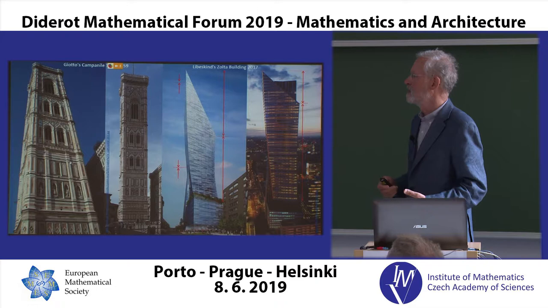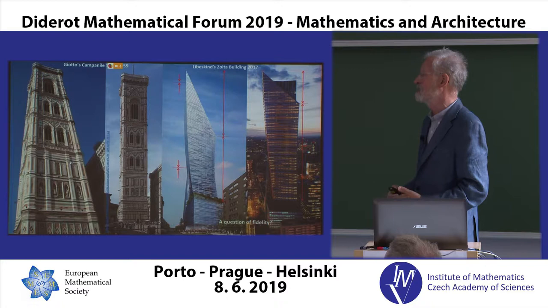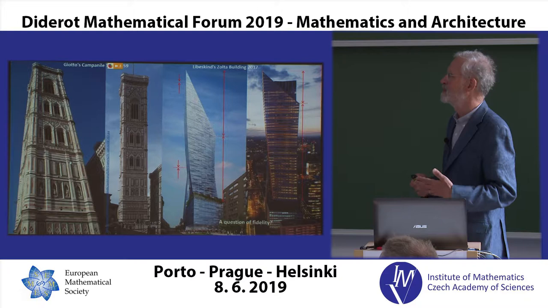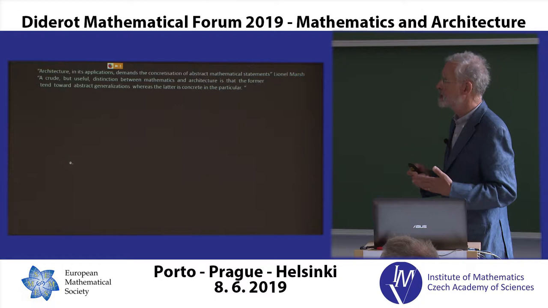If we create this sort of artist's impression, this is not a work of art, this is a design statement, and there's a question of fidelity between what was presented and what happened in reality. Rather an unfortunate contrast between what happened in 1559 and what happened in 2017. Taking this idea, we can think about the distinction between mathematics and architecture.